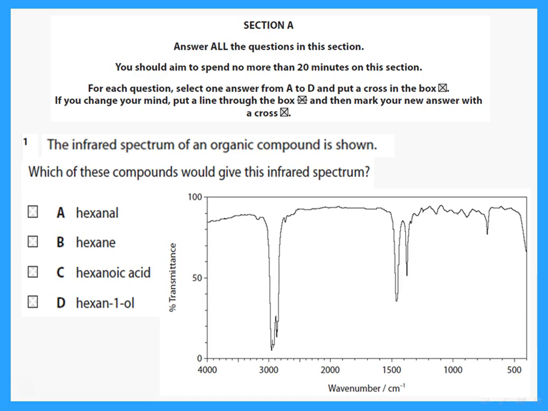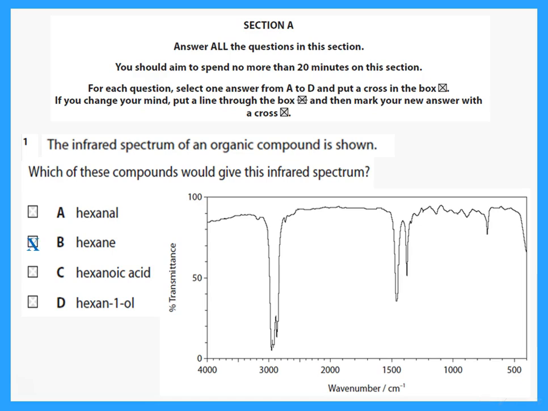So we're left with hexane or hexanol. You should realize that hexanol is an alcohol. An alcohol would have a broad peak at 3000 and something, usually around 3300. So there should be a broad peak, not that peak that appears there. We don't have that, so this is definitely not an alcohol. The only option we have here is hexane.